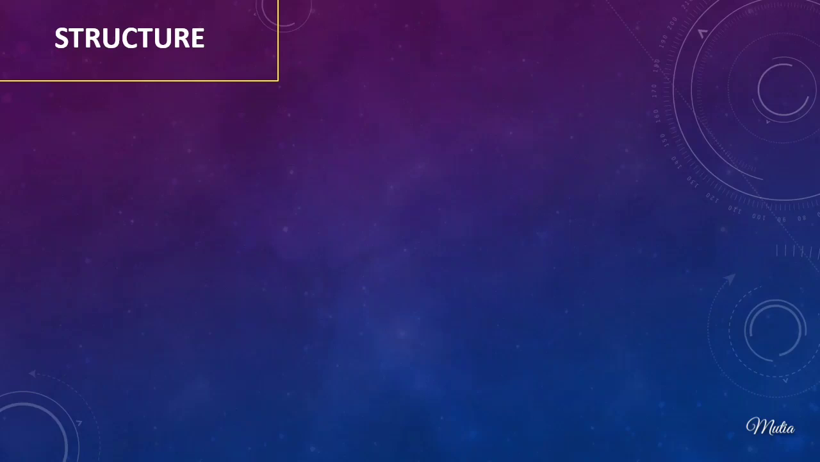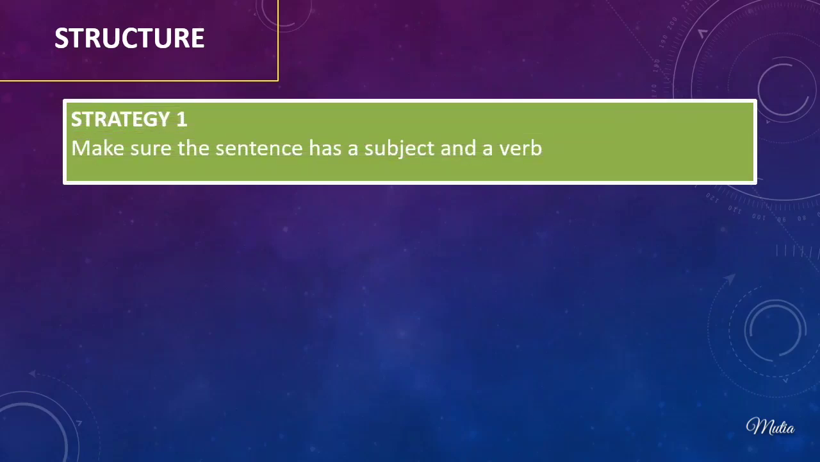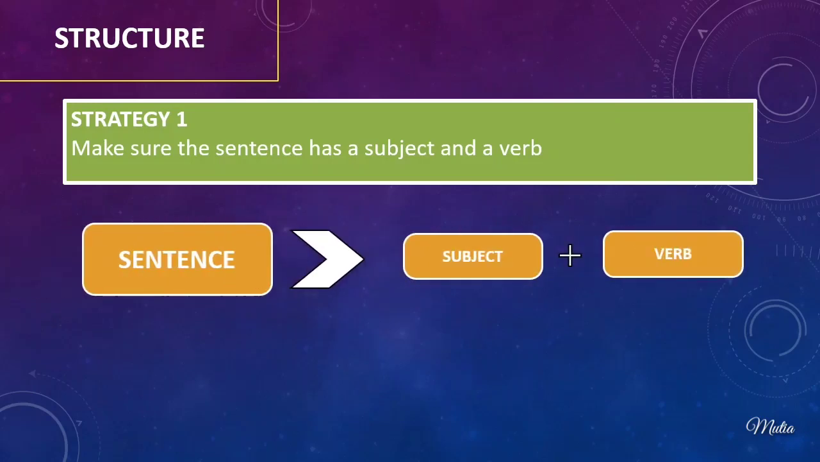Now we will learn more on the strategies in the structure. The first strategy is make sure the sentence has a subject and a verb. So, when we read the sentence, we have to find which one the subject and which one the verb.